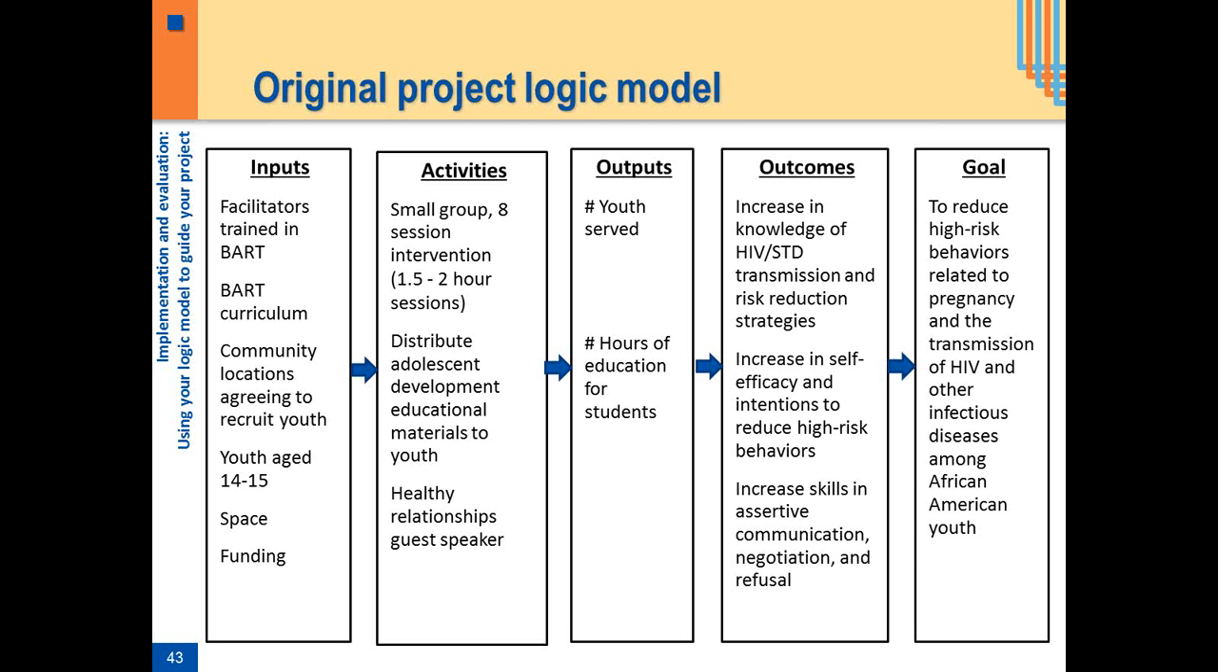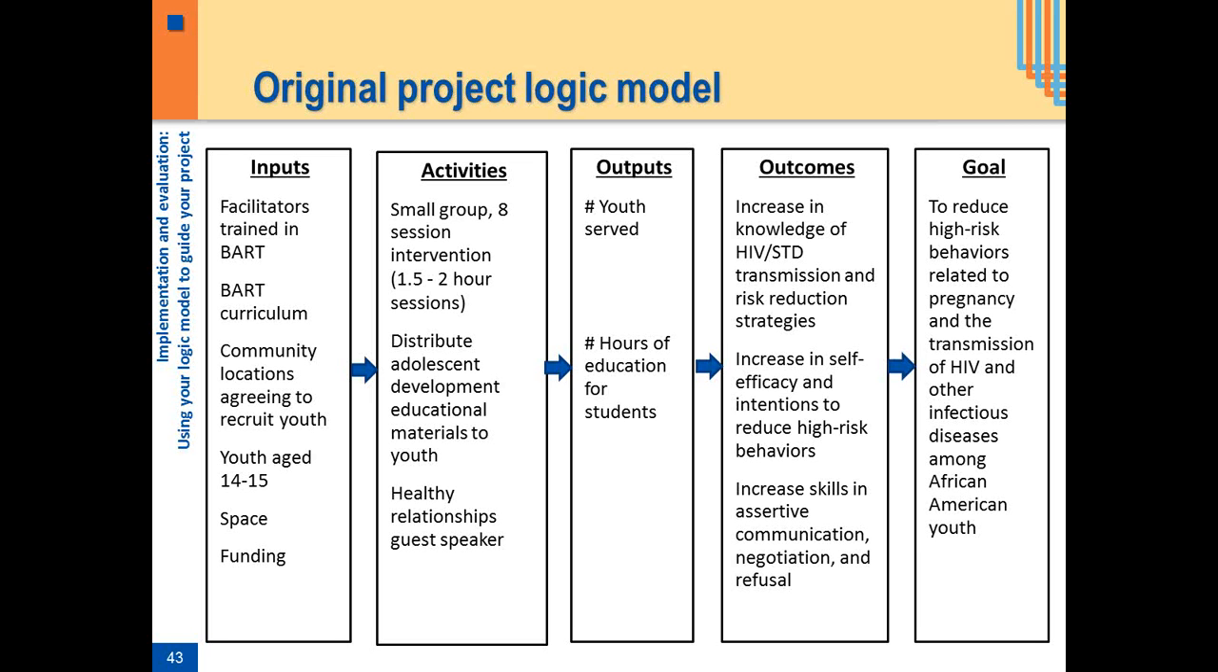And this is the original project model for the Roberts County Pregnancy Prevention Coalition. You can see on the left-hand side in inputs, they were going to train their facilitators in BART and use the BART curriculum and get some community locations to agree to recruit youth. They're going to recruit youth aged 14 to 15, get some space, and definitely get their funding from FSBE to move forward. Under activities, they were going to do small groups with 8 sessions for each intervention, about an hour and a half or 2 hours each.